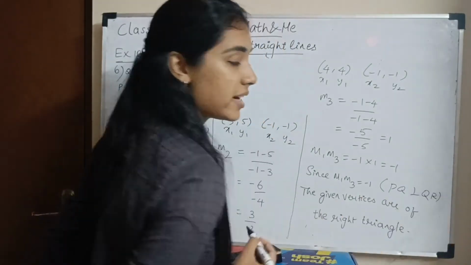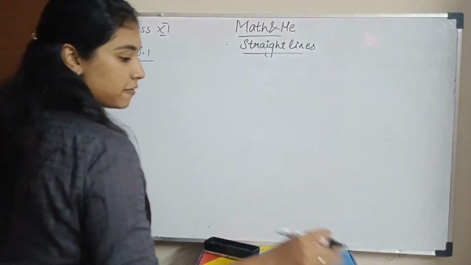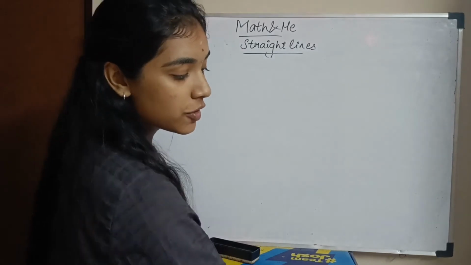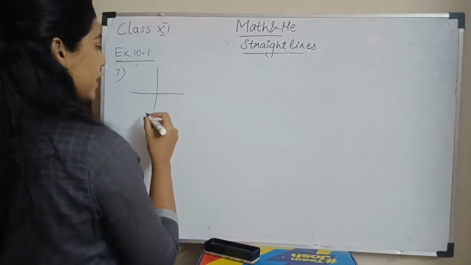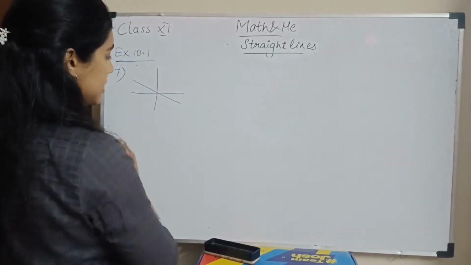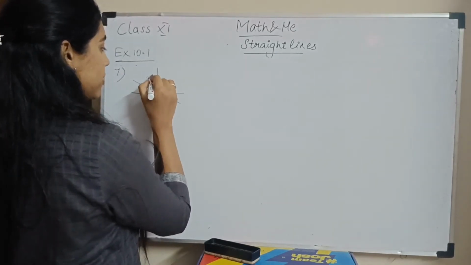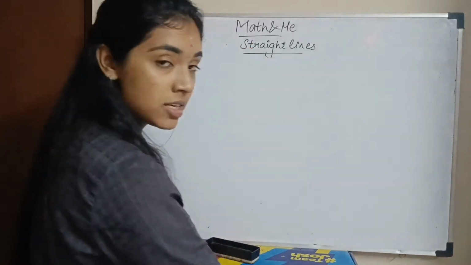Hence, it is a right triangle. Okay. Question number 7. Find the slope of the line which makes an angle of 30 degrees with the positive direction of y-axis. What is the positive direction of y-axis? This is the positive direction. So it's given that the line makes 30 degrees with the positive direction of y-axis. We need to find the slope of the line.